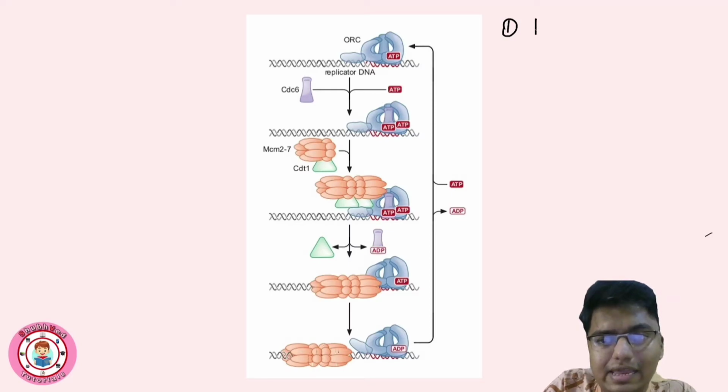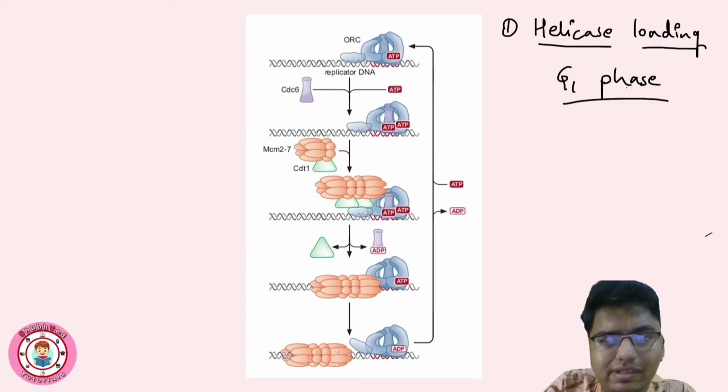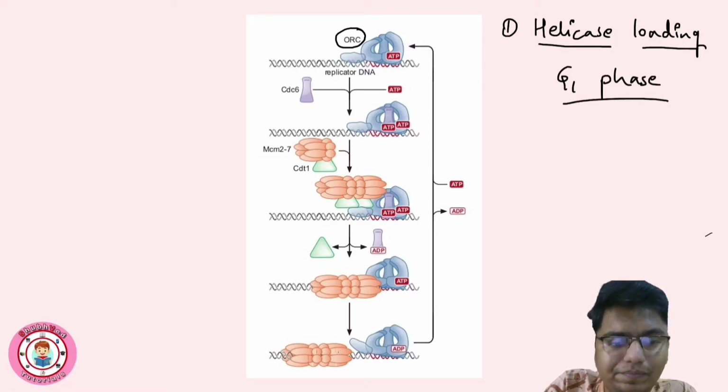The first step is helicase loading, which takes place in the G1 phase of the cell cycle. Right, the G1 phase of the cell cycle. In helicase loading, the initiator, the protein that comes and binds to the replicator DNA, is the ORC, origin recognition complex. So this is the initiator.